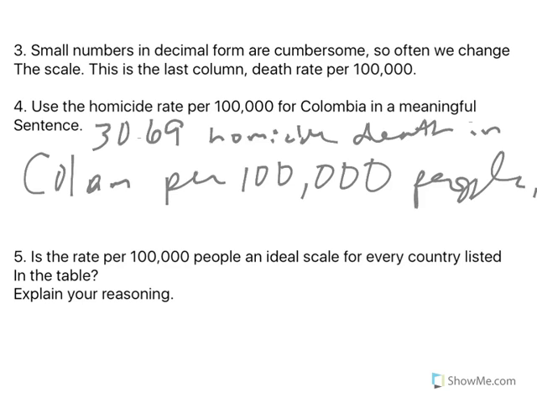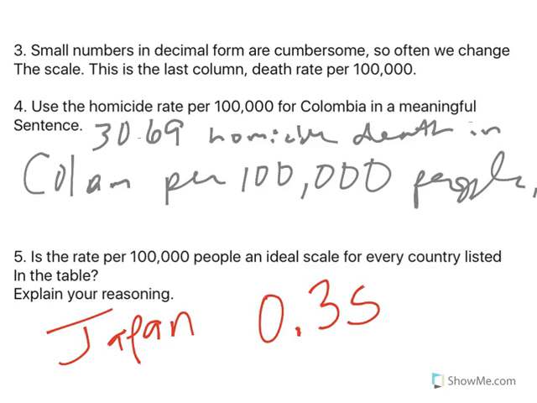Now, is the rate per 100,000 people ideal for every country? And you might say, well, yeah, they're easy numbers. Well, I want to draw your attention to Japan. Because for Japan, we're talking about 0.35 homicides. So it's hard to think about 0.35. That's a third of a person dying. And that doesn't work. You know, we have Colombians, we have 30.69. You can round that down to 30 or up to 31. And it's not fun, but you can think about 30 people dying. In Japan, 0.3, that's difficult.